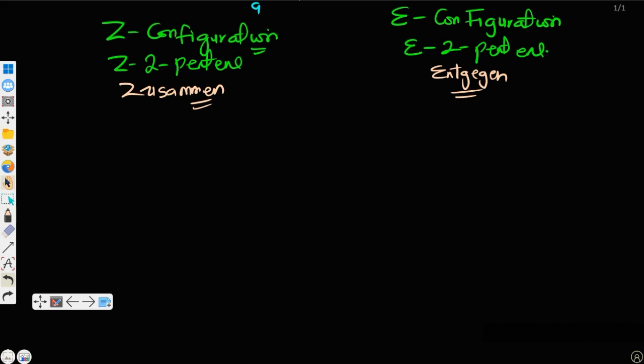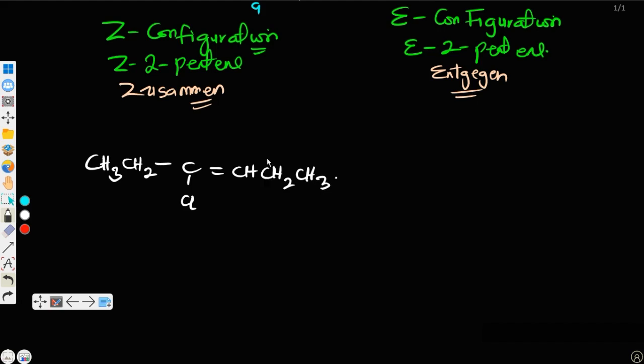Let's look at the next one. The next compound you are given is this CH3, CH2, C, Cl, double bond, CH, CH2, CH3. Draw the E and Z configuration. Now, if you are given something to draw like this, I told you that the first attempt is to draw the carbon-carbon double bond, and then from there we pick it up. So this will be the carbon-carbon double bond, which is this.